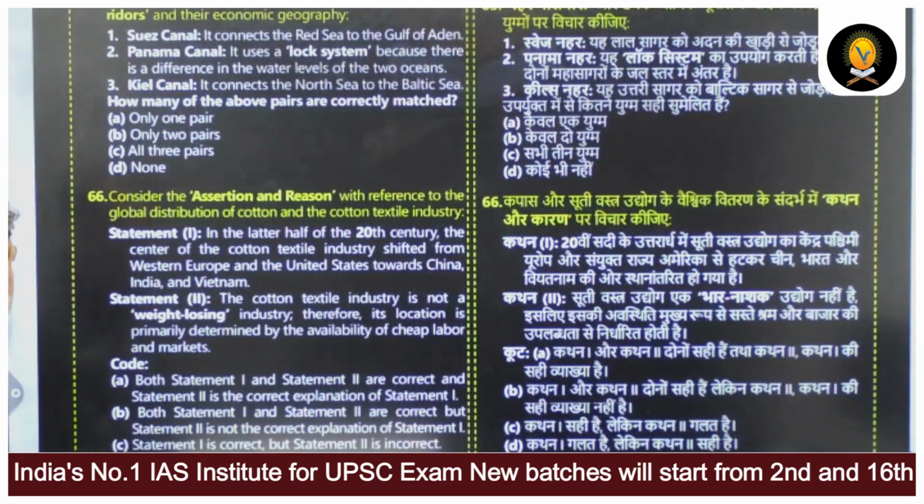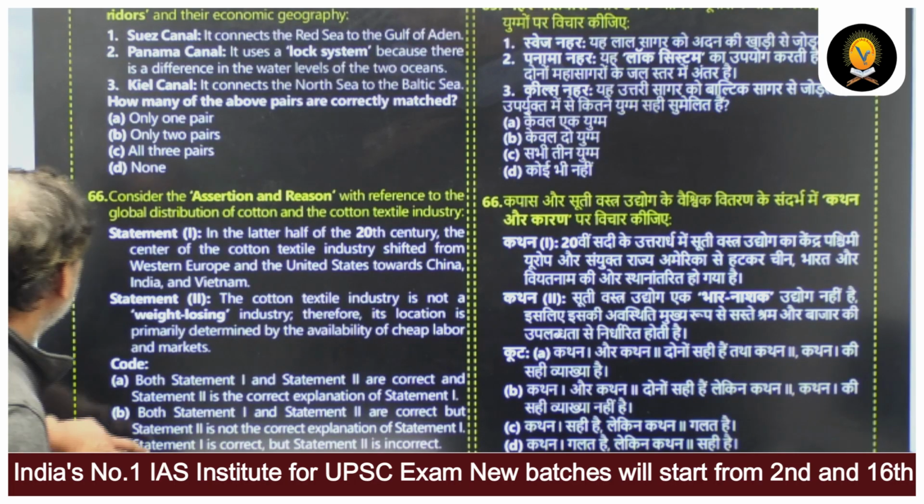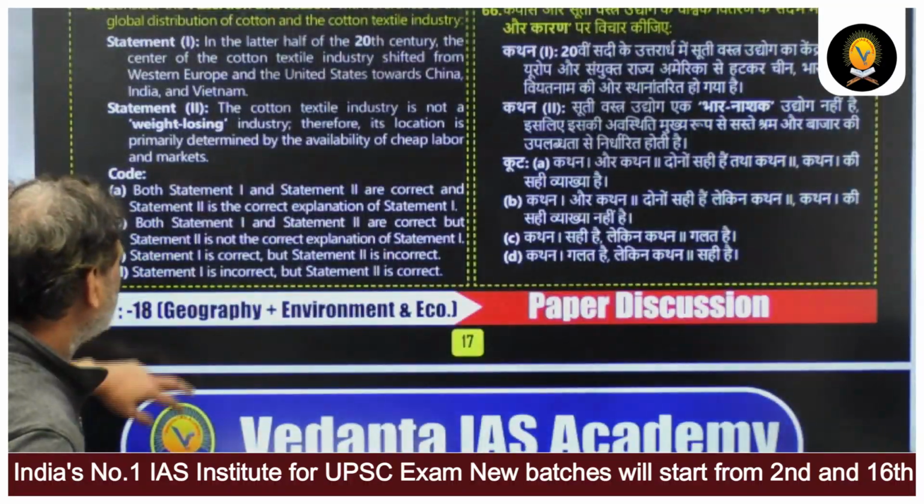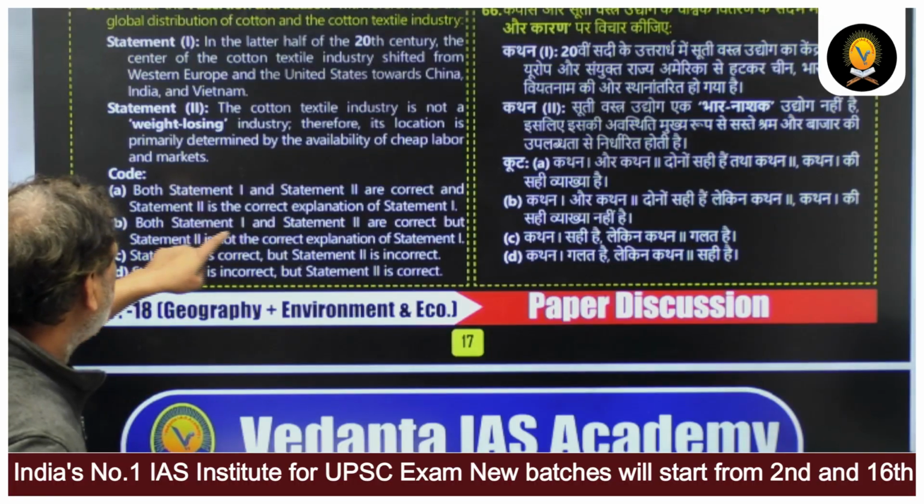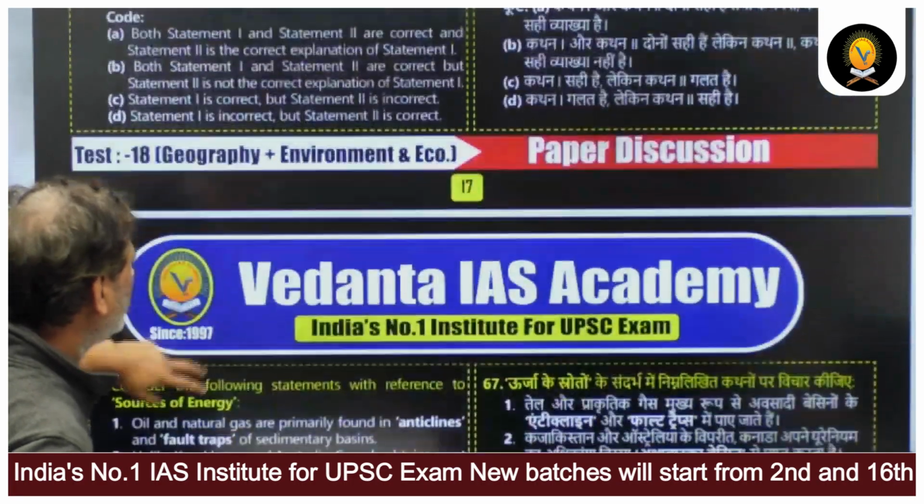Consider the following statements with reference to the global distribution of cotton and textile industry. In the latter half of the 20th century, the center of cotton textile industry shifted from Western Europe and United States towards China, India and Vietnam. Yes, the cotton industry is not a weight losing industry, therefore, its location is primarily determined by availability of cheap labor and market, yes, correct. So, both are correct and statement 2 is the correct explanation of statement 1.